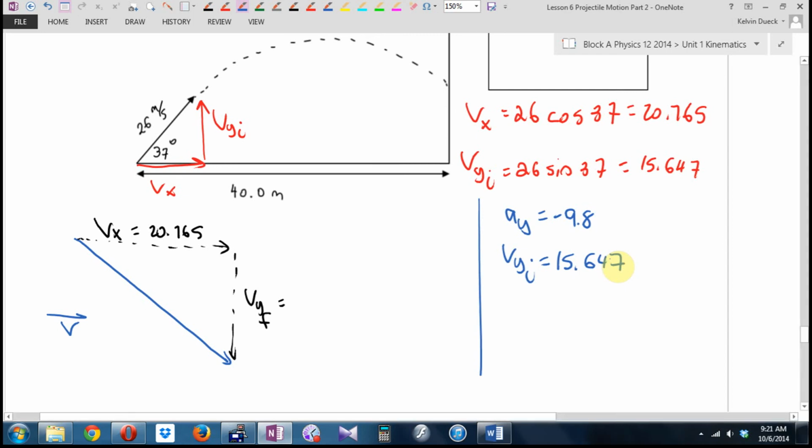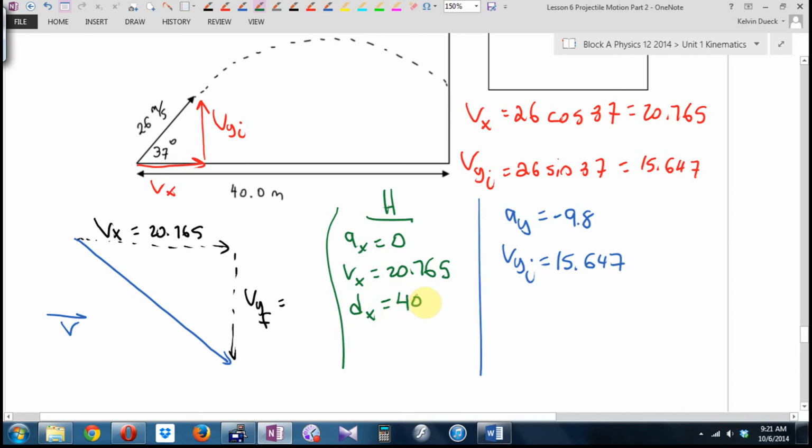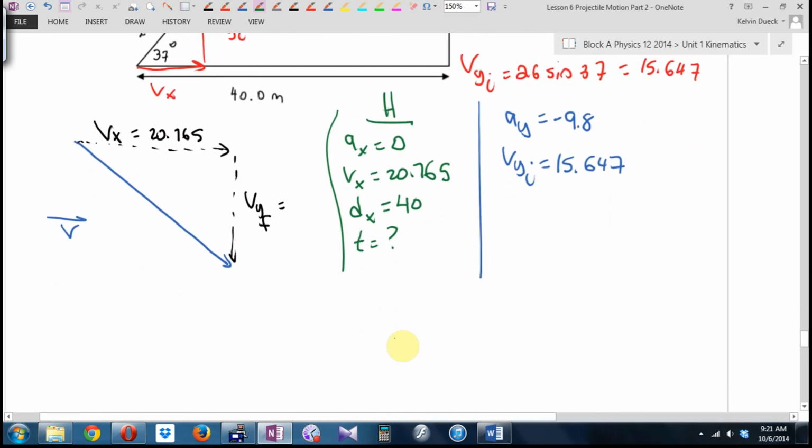A horizontal. You know what? Okay, then. Horizontal. AX is 0. VX is 20.765. They gave me DX, which is 40. What can I find with that so I can swap over to the vertical column? Time. Ashley says it's about time we found time.